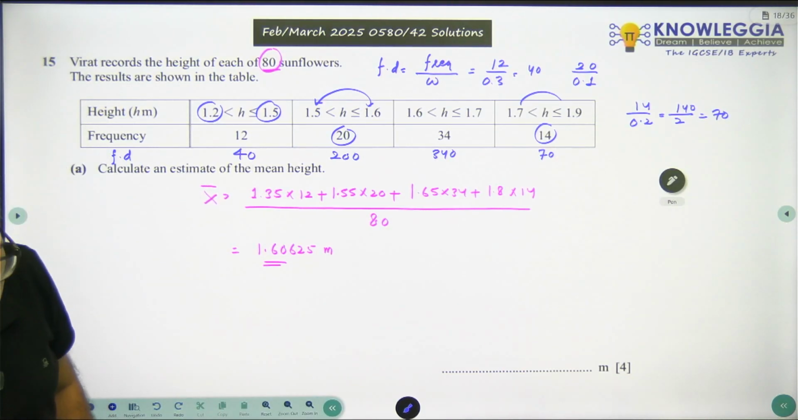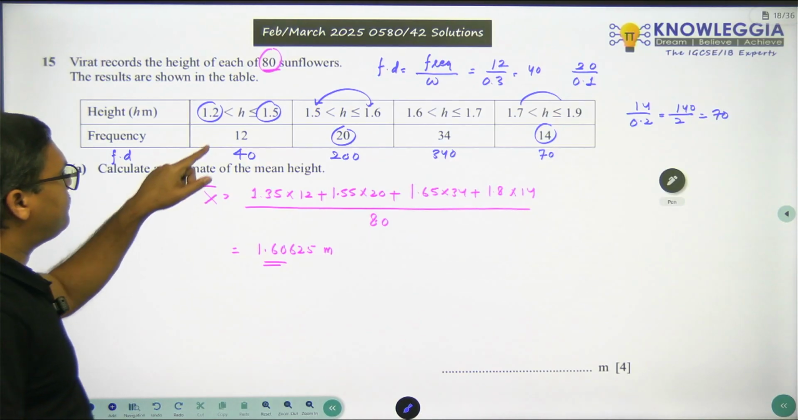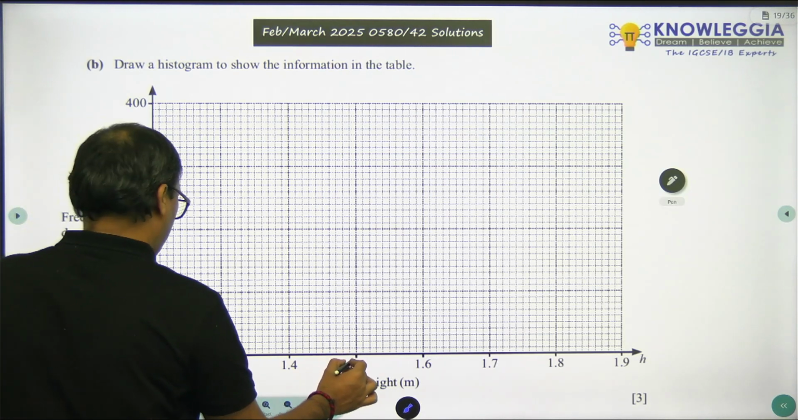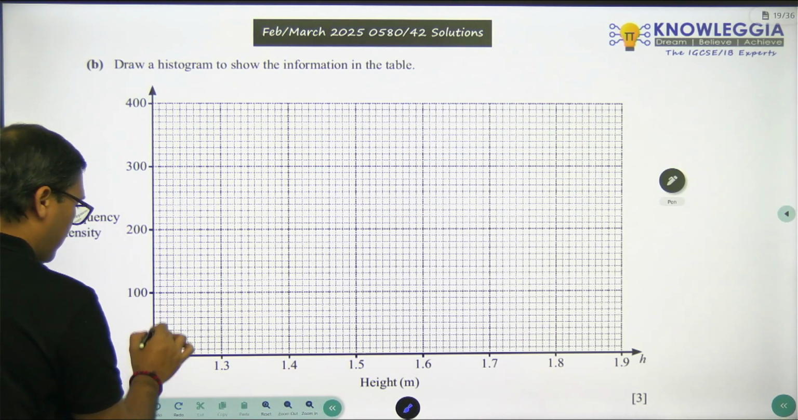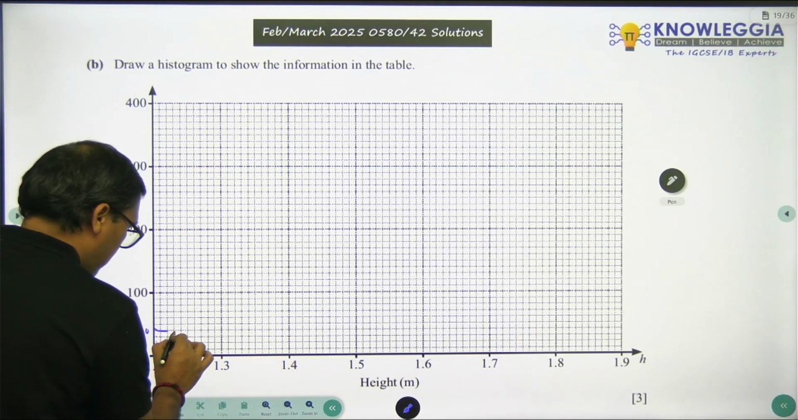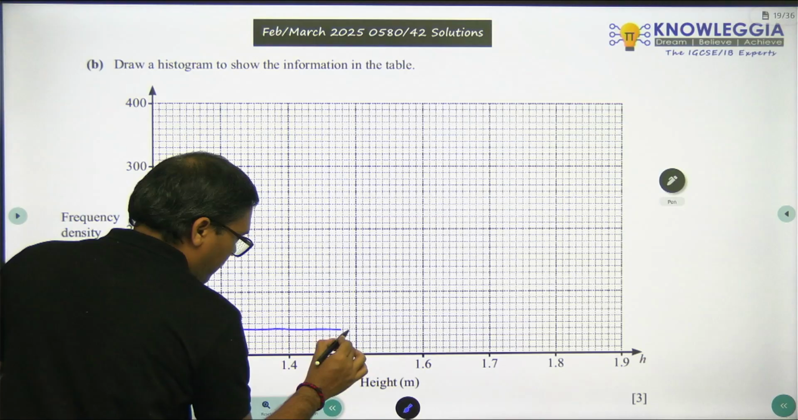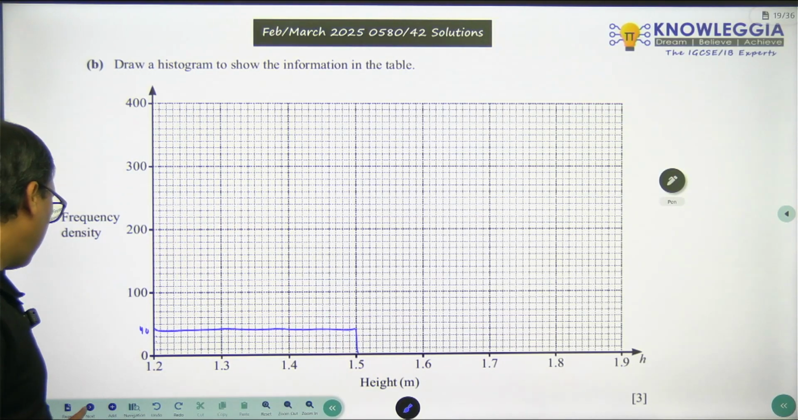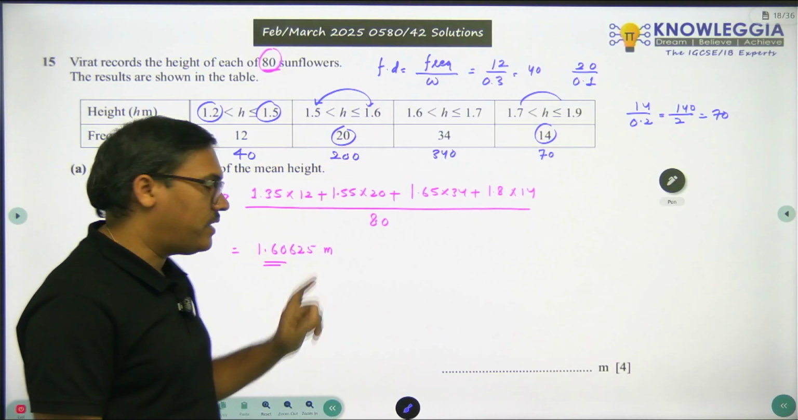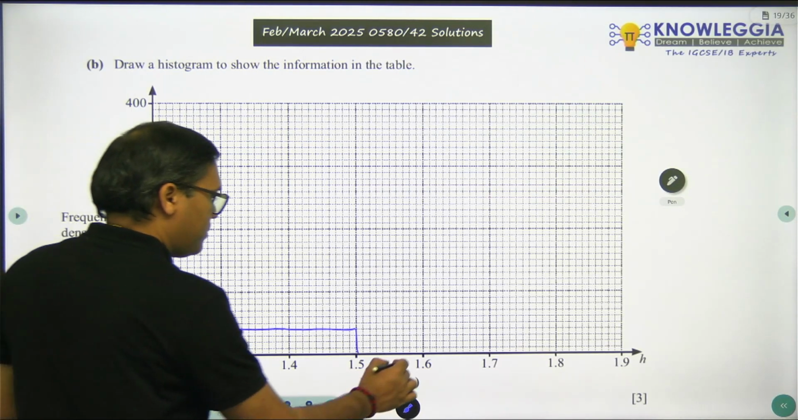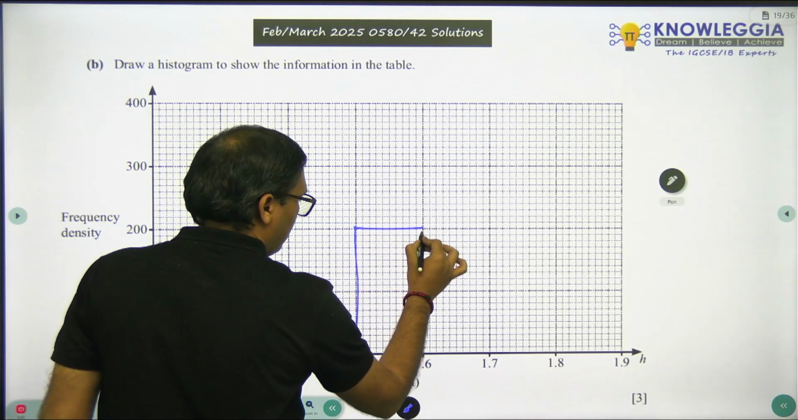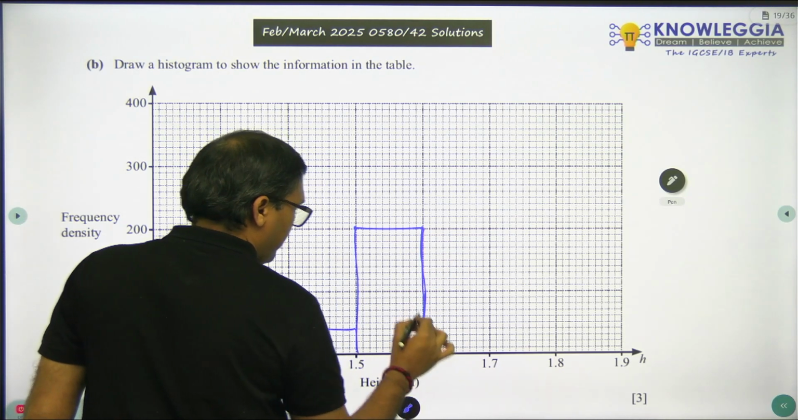So let's plot this. For 1.2 to 1.5, this is 40. You can see how many 10s: 1, 2, 3, 4. So this is 40. So 1.2 to 1.5, this is 40. This is the first bar. Second, 1.5 to 1.6, this is 200. So 200 is here. This is the second bar. That is the histogram we are drawing.